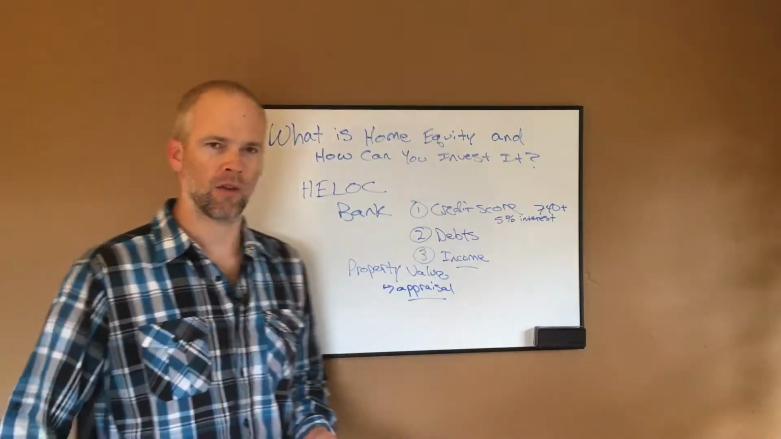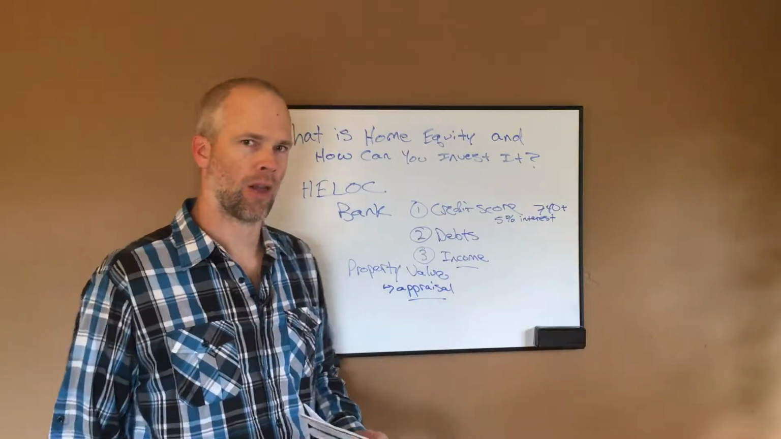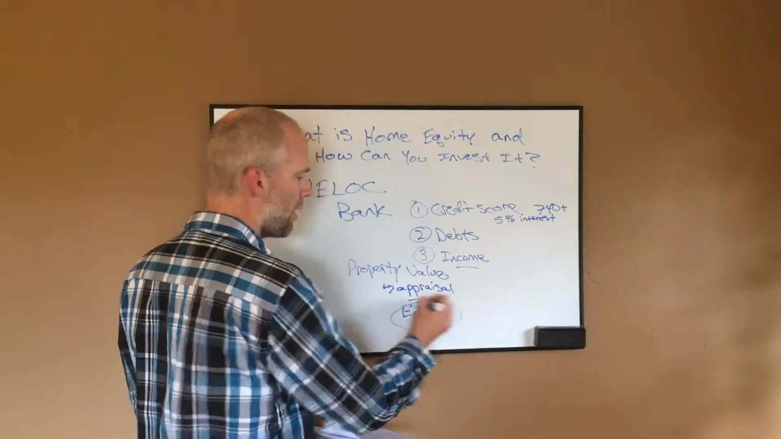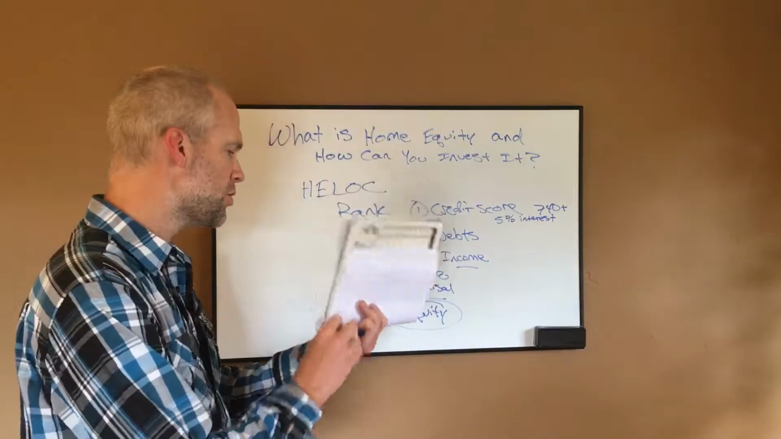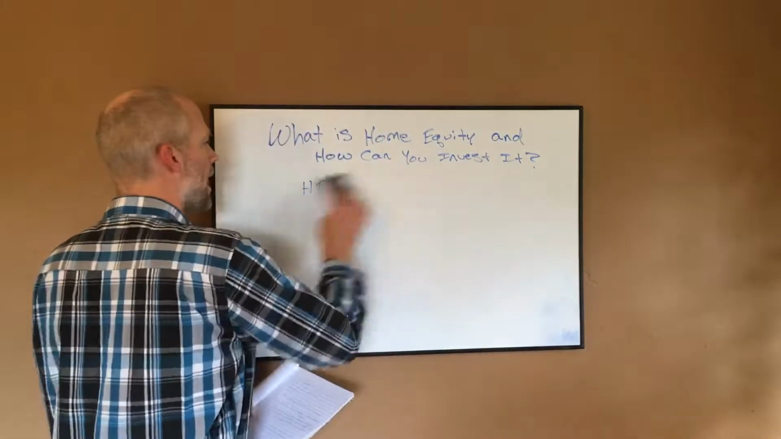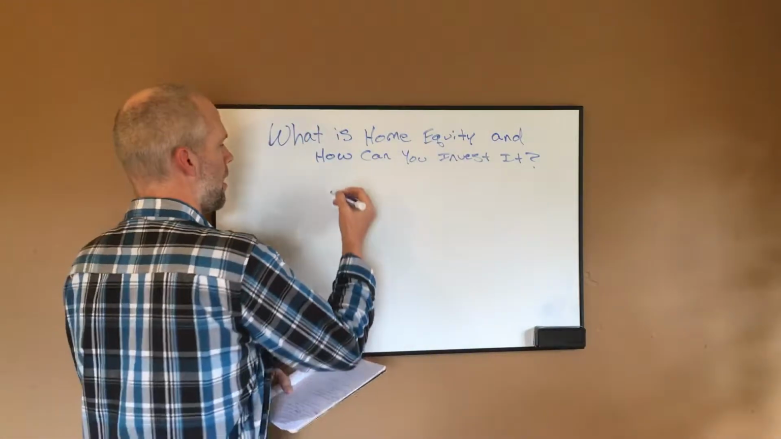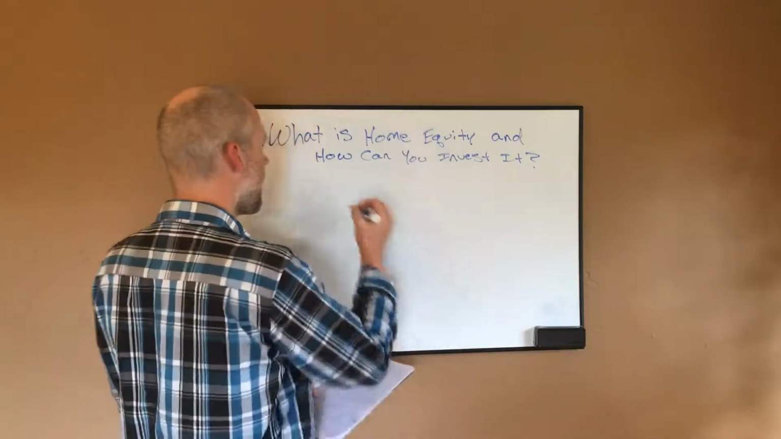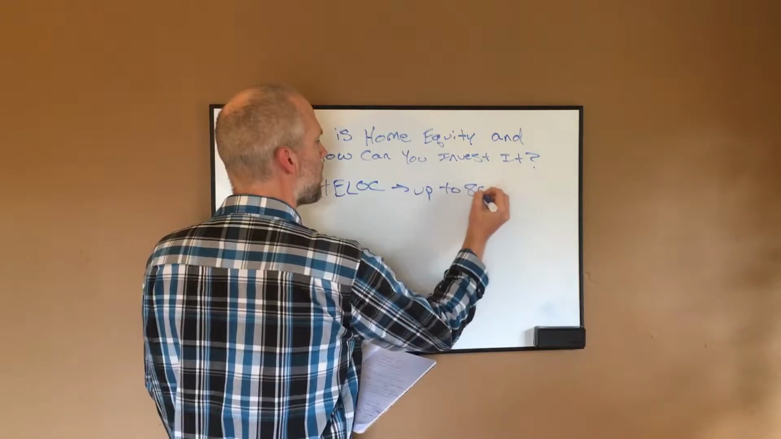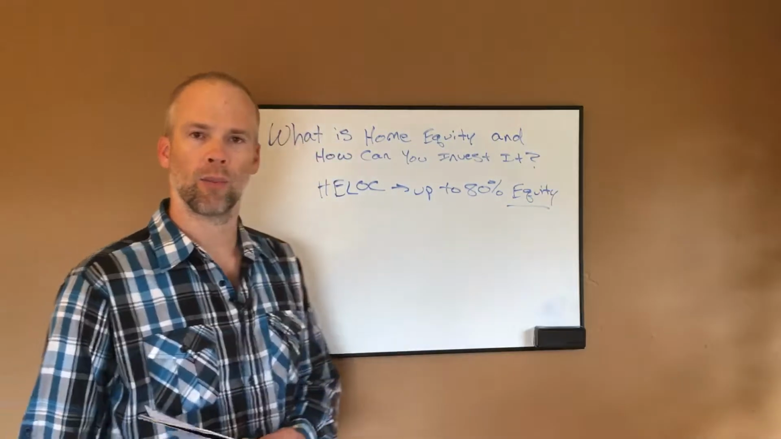So they're going to look at the property value, and they're going to look at the outstanding debt or the mortgage balance on the property to determine, what is your equity? What is your current equity in the property? Okay, so that's the first step that the bank's going to take. So once they have an accurate assessment of what your equity is, typically they're gonna give you a HELOC, right, for up to 80% of your current equity in the property.